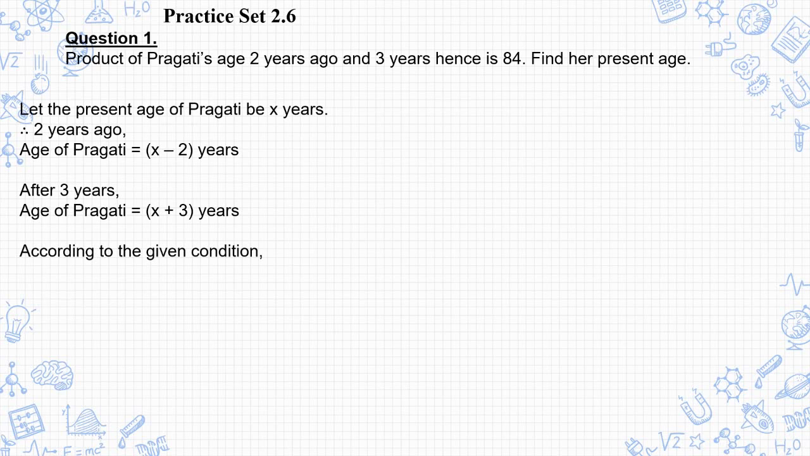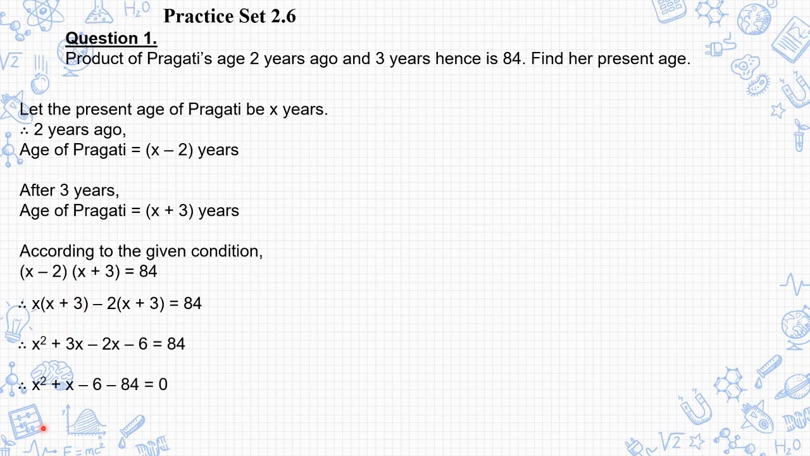According to the given condition, the product of her age, x minus 2 and x plus 3, is 84. We'll just solve this. We'll do bracket to bracket multiplication, simplify it, and we get a quadratic equation, that is x squared plus x minus 90 equal to 0. Now we will solve this quadratic equation.